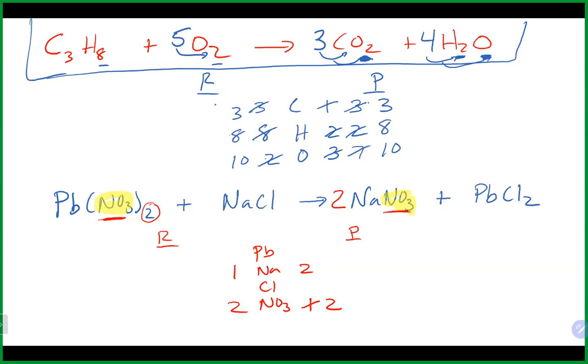So that tells you where you should go next. I could fix the sodium by going to the left-hand side and putting a 2. That fixes my sodium, but now gives me how many of the Cl? 2, which is good because on the right-hand side, how many do I have? 2. Oh, that's all good. And lead on the left I have 1, and on the right I have 1. We're done.